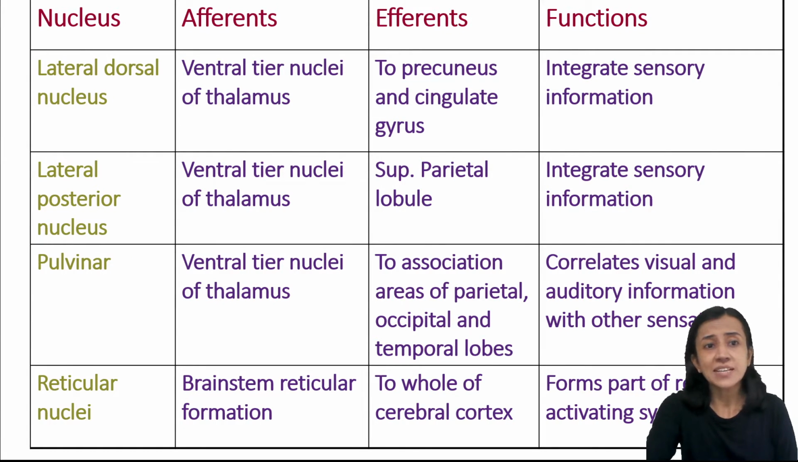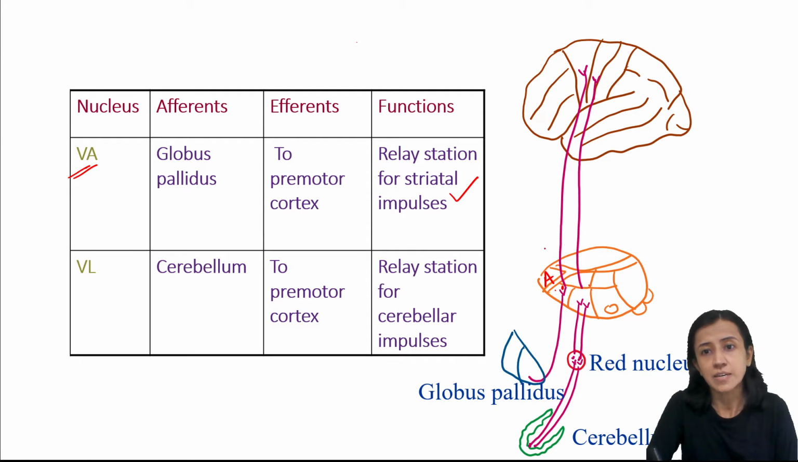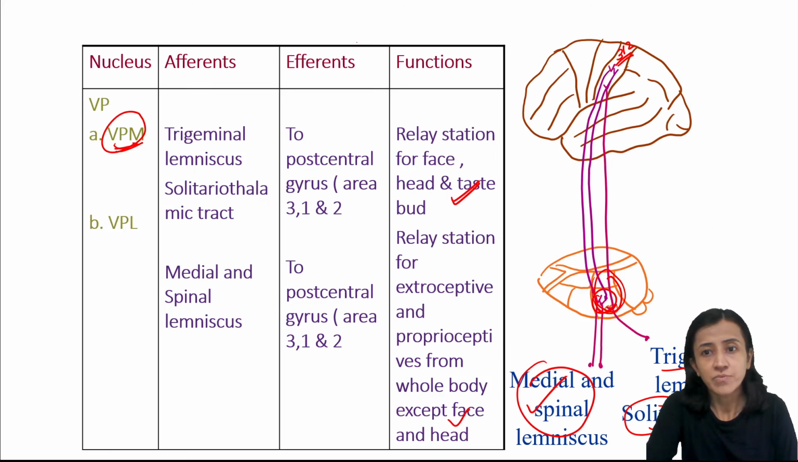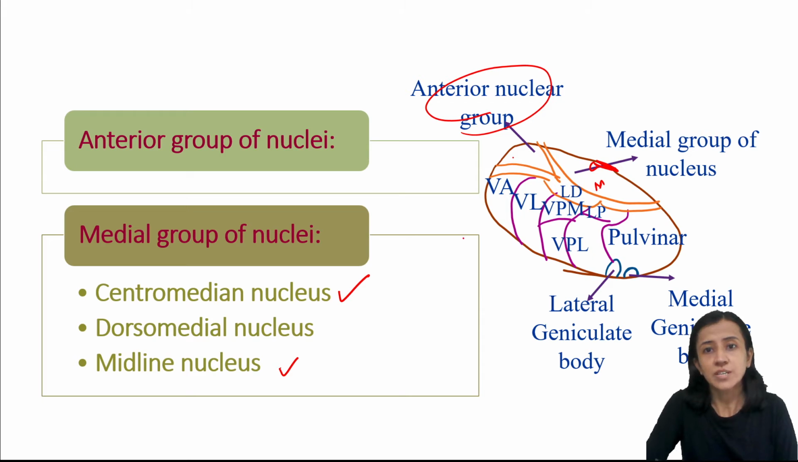Now we discuss the lateral nuclei, lateral dorsal, lateral posterior. We have discussed the ventral part. Now the dorsal group, which includes lateral dorsal, lateral posterior, and pulvinar. So we will discuss these nuclei. The lateral dorsal receives afferent fibers from the ventral tier nuclei of the thalamus. I'll show you which one is ventral tier. Ventral tier means all this ventral, ventroanterior, ventrolateral, ventroposterior. From these, impulses are given here and here.